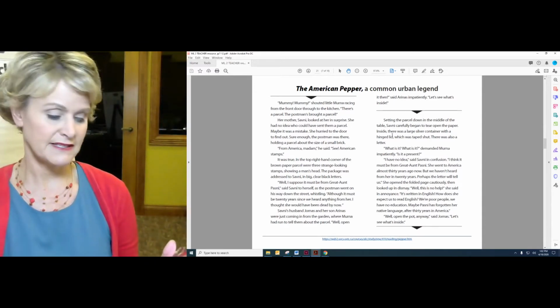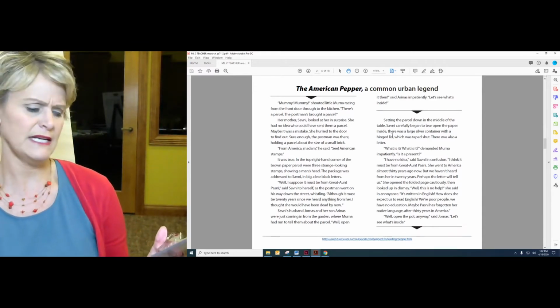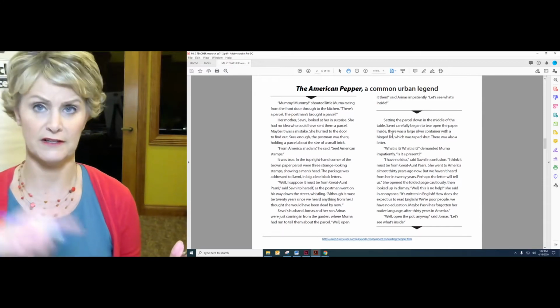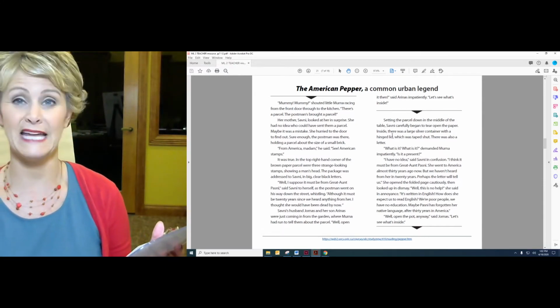Then he's whistling and the postman leaves. Although it must be 20 years since we've heard anything from her. This is Savni. I thought she would have been dead by now.